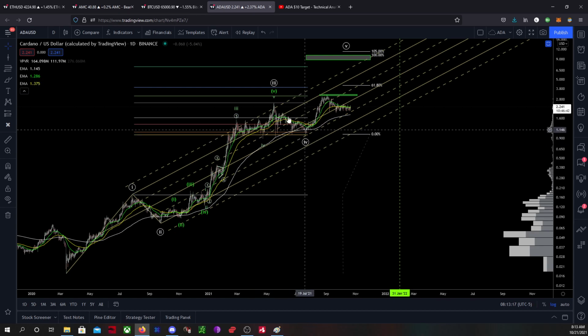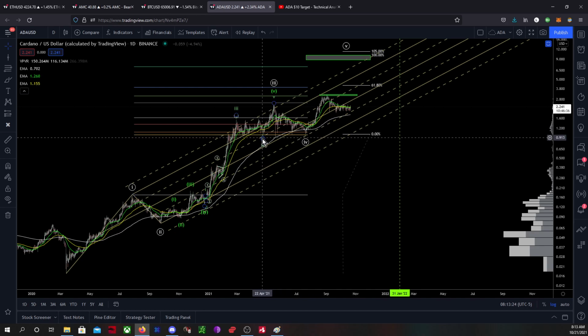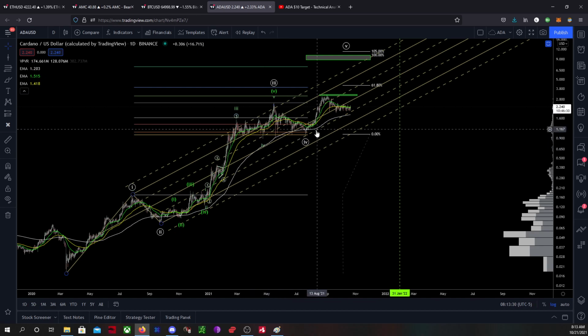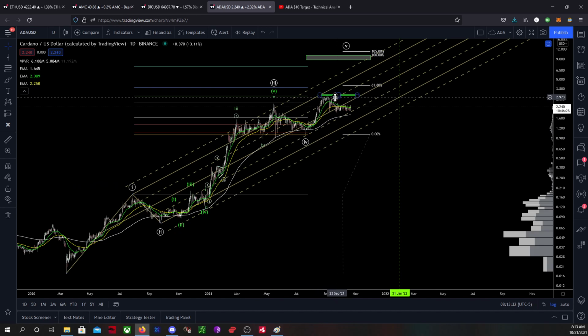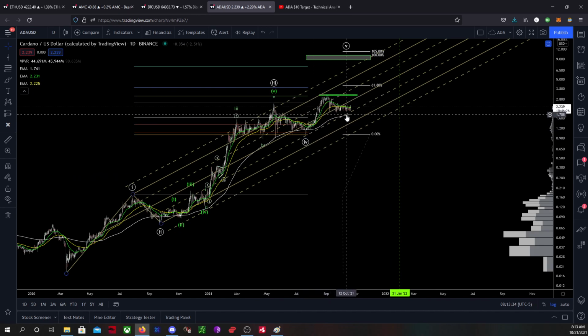What's interesting about this count here, the fourth wave of the higher degree retraced around the same area as the fourth wave of the lower degree, which is very common. You look for that in Elliott wave. So now what this looks like to me is that we put in a 1, 2 of some kind. Whether it's done, I don't know. I'm more focused on the big picture right now.